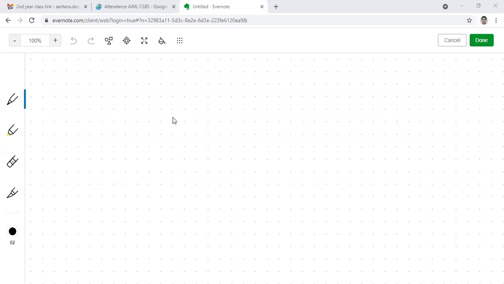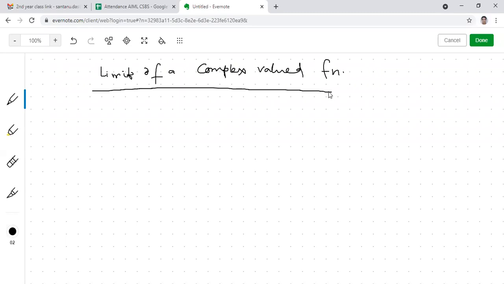Yes, sir. Okay. So today we'll be discussing how to evaluate the limit of a complex valued function. Before that, we'll discuss what is the significance of the limit of a function of one variable.